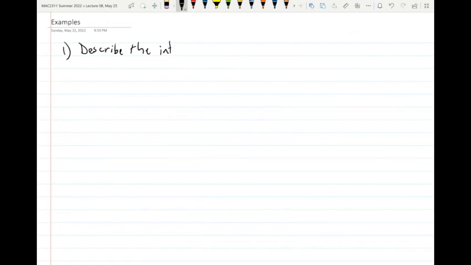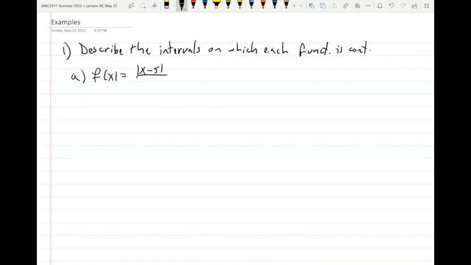Describe the intervals on which each function is continuous. And then let's do absolute value of x minus 5 over x minus 5. And then let's do sine of 1 over x if x is different than 0, and then 0 if x is equal to 0.